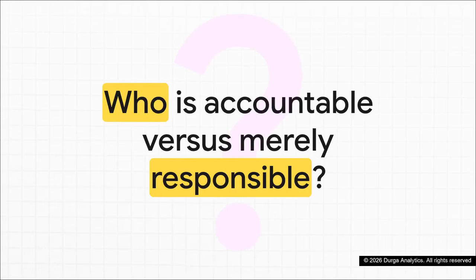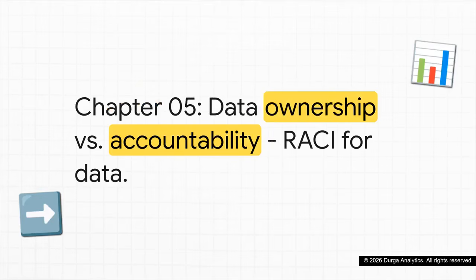And that brings us to a really provocative question that perfectly bridges our frameworks. We've spent all this time figuring out exactly where governance sits. You know your operating model now. But who is actually accountable versus merely responsible for the data? How do you map actual human responsibilities across a sprawling hybrid organization without creating total chaos? Well, that's exactly what we are going to tackle next.